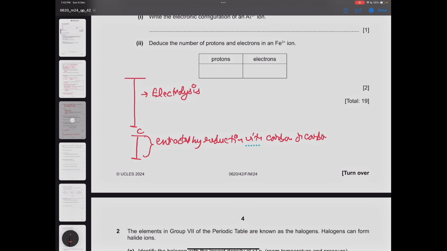Just like we discussed here, see this equation Fe2O3 plus CO, what is this carbon monoxide doing? It is removing the oxygen from Fe2O3, right? So it is removing oxygen, hence reducing the less reactive metal. I think you got my point. So the metals above carbon, electrolysis; metals below carbon, extracted by reduction with carbon or carbon monoxide.